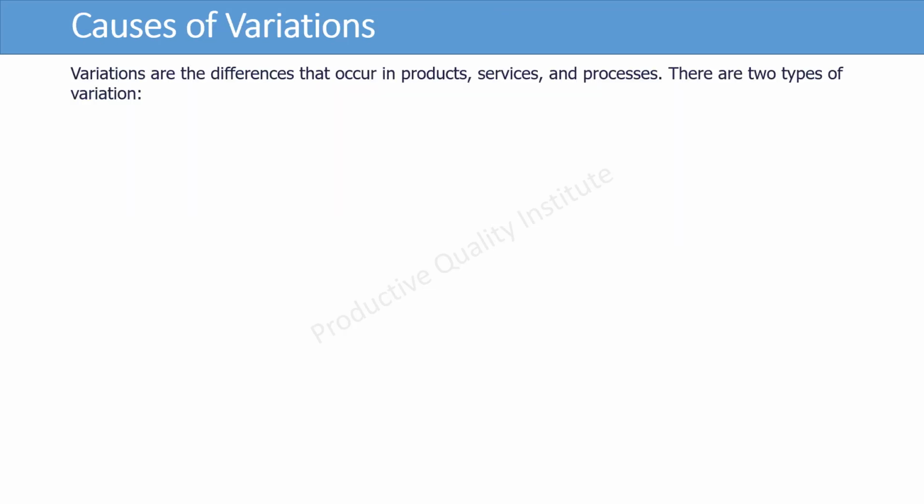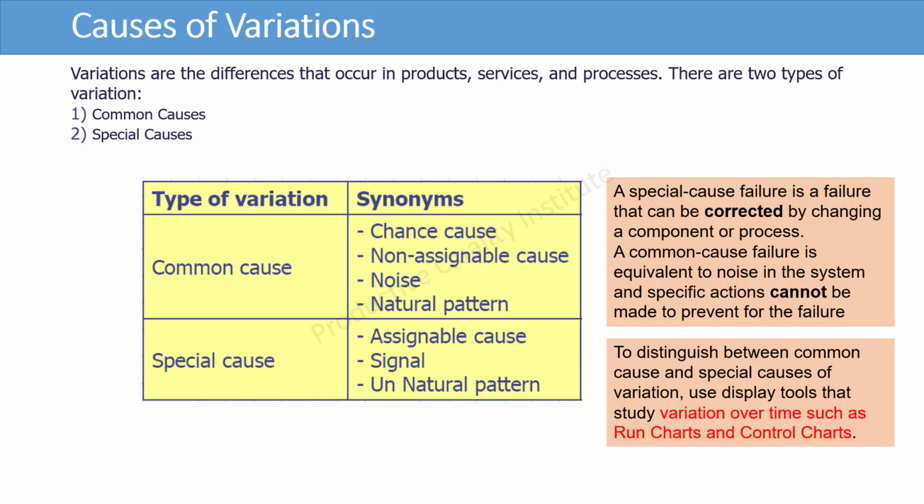Variations are the differences that occur in products, services, and processes. There are two types of variation. 1. Common causes. Common cause failure is equivalent to noise in the system, and specific actions cannot be taken to prevent the failure. 2. Special causes. Special cause failure is a failure that can be corrected by changing a component or process. To distinguish between common causes and special causes of variation, use display tools that study variation over time, such as run charts and control charts.